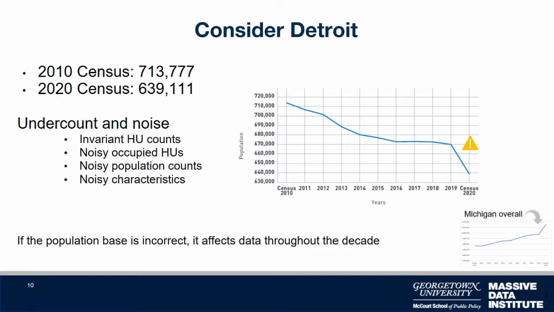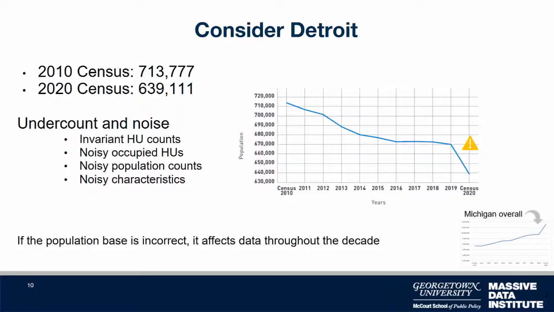And I have in the corner the Michigan overall. This is something else we're curious about, because for Michigan overall the population went up, while in Detroit the population went down. We know that whenever the application of noise happened, it likely moved some population from place to place. The whole overall picture leaves us with more questions than answers, and hopefully more data will be forthcoming that can help us unpack this.